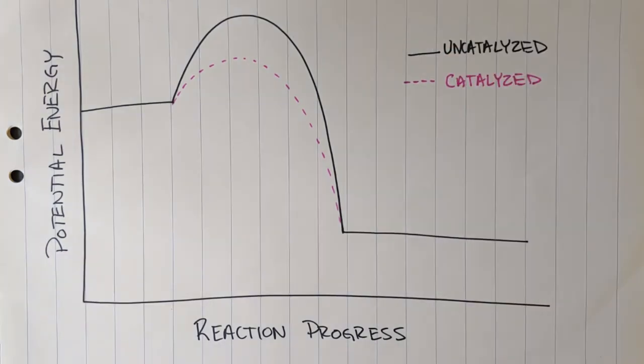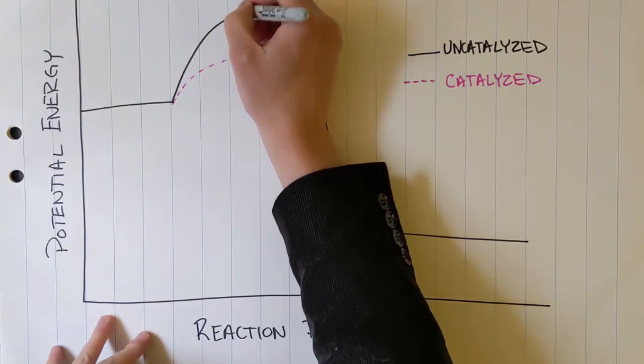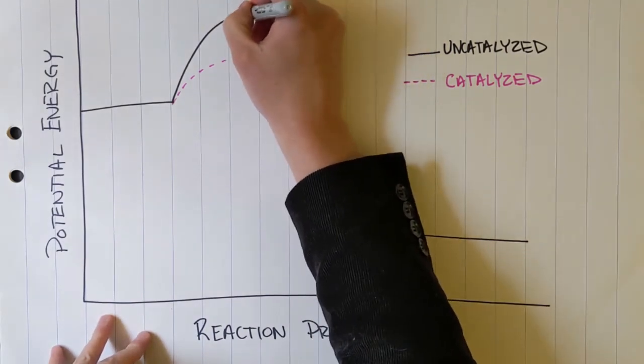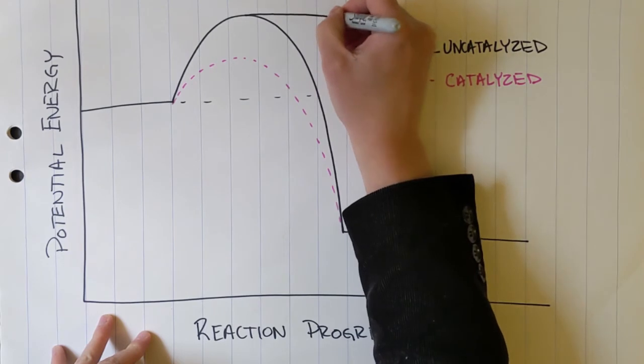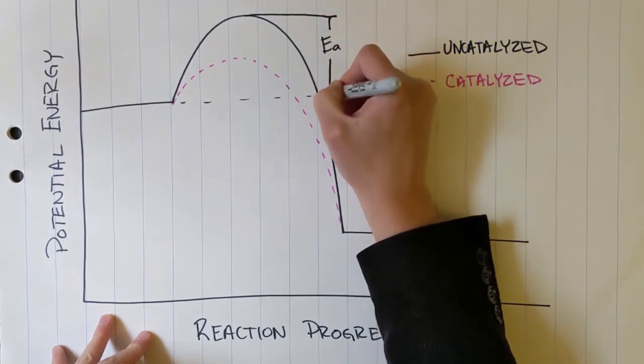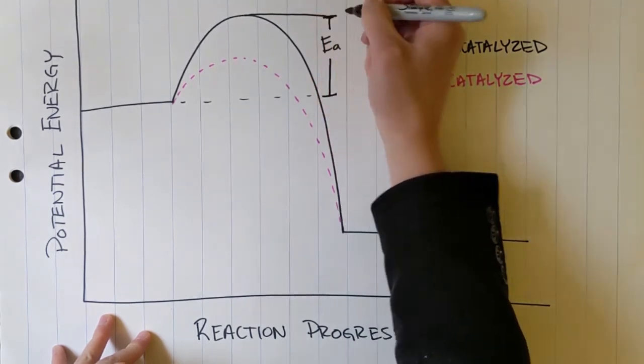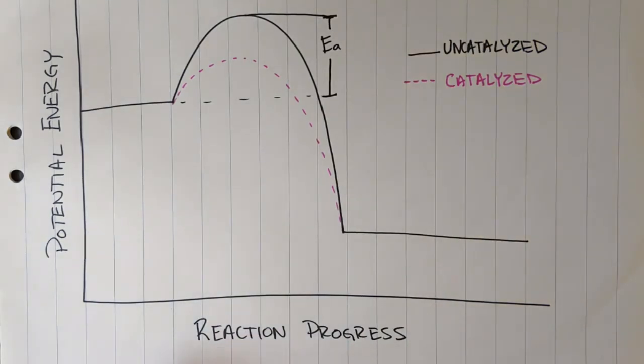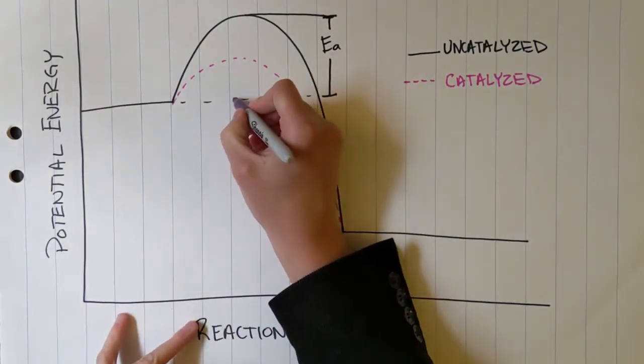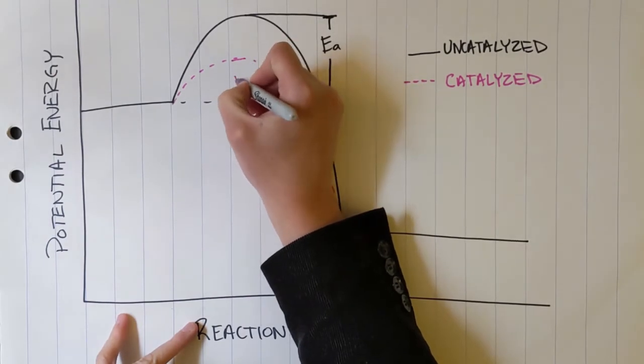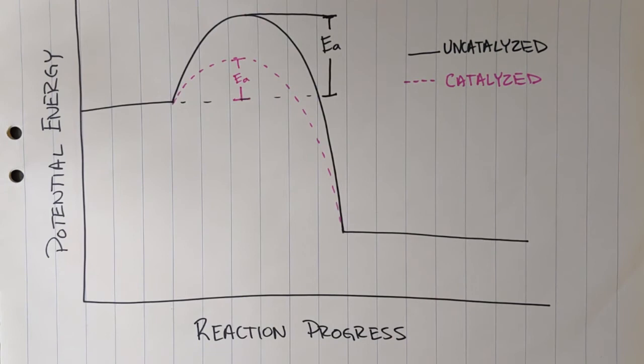Now you'll notice that the activation energy is different. So with my catalyzed reaction, the activation energy was the difference between here and here. For my catalyzed reaction, it's less. For the catalyzed reaction, the activation energy is smaller. It's the difference between these two parts of my graph.